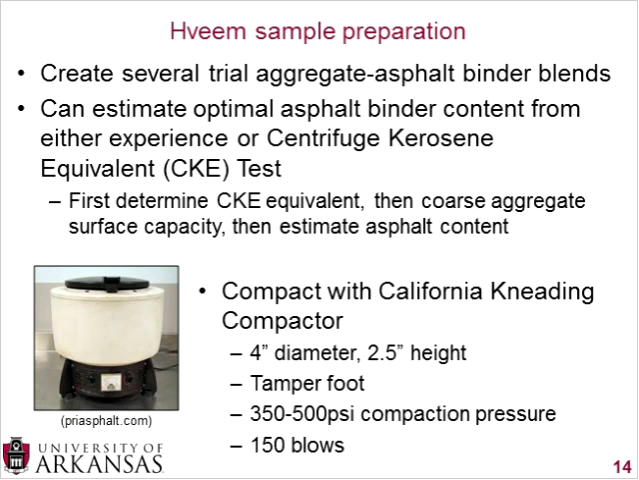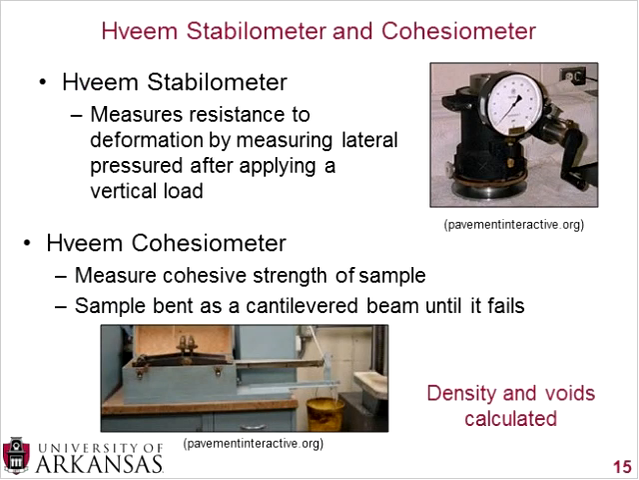This produces 4-inch diameter samples that are 2.5 inches in height. It's a tamper foot mechanism that is used at 350 to 500 psi. That's the pressure that's used, and it's generally 150 blows. So this is the Hveem method of creating your samples.